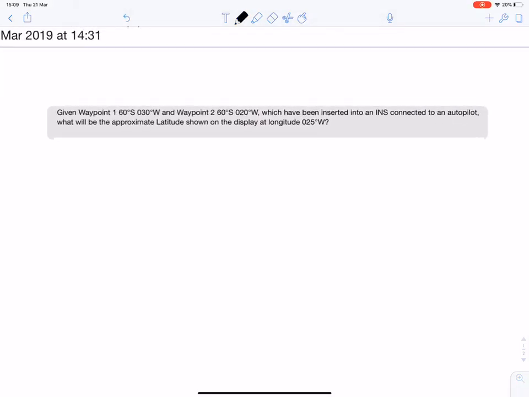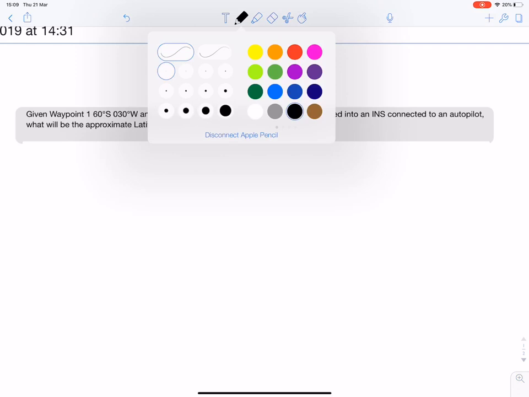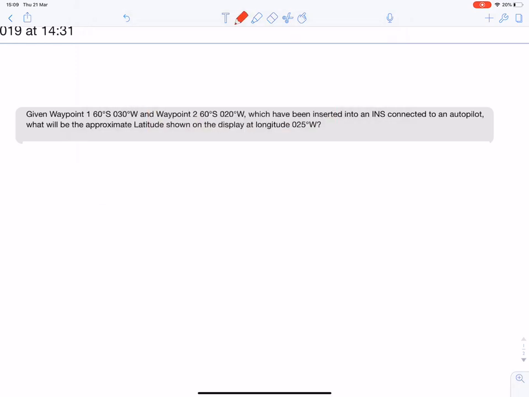Okay, here we have a question that says, we have waypoint 1, 60 south 30 west, and waypoint 2, 60 south 20 west. They've been inserted into an INS connected to an autopilot, and the question is, what will be the approximate latitude shown on display at longitude 25 west?